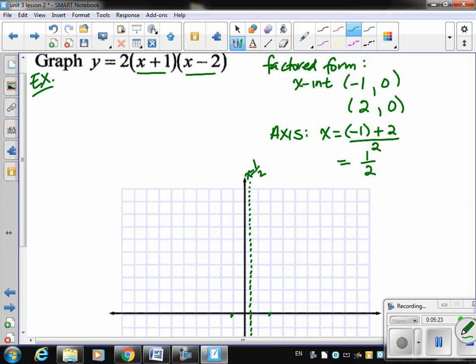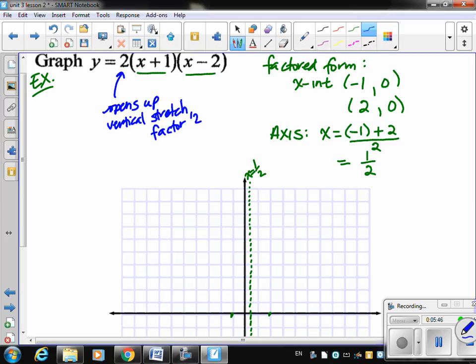I know some other things from unit number 1. That too tells me, because it's positive, it opens up. And I know that it is skinnier. It would have a vertical stretch factor 2.